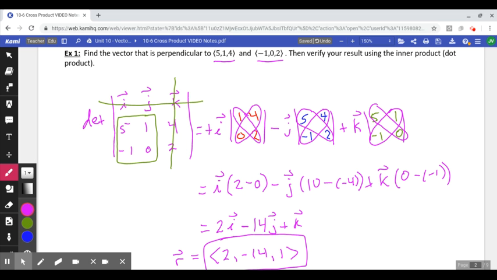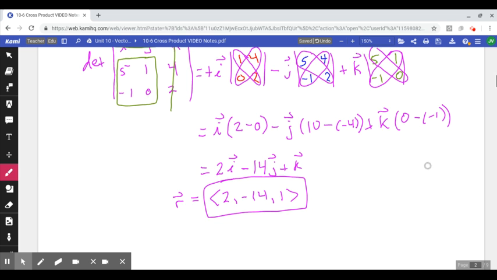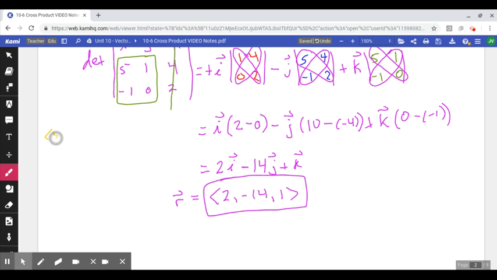So to check our work, what we're going to do is we're going to take each one of those vectors. Let's start with 5, 1, 4. And we'll do the inner product or the dot product with the resultant vector, which is 2, -14, 1. And this is just a double check to make sure we've actually found that third vector that's perpendicular to the other two. So to find the dot product, we'll do 5 times 2, multiply the x's, that's 10.